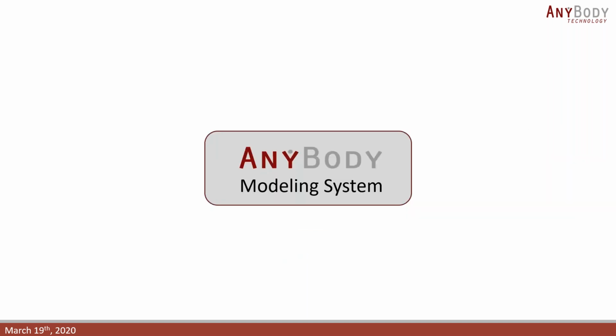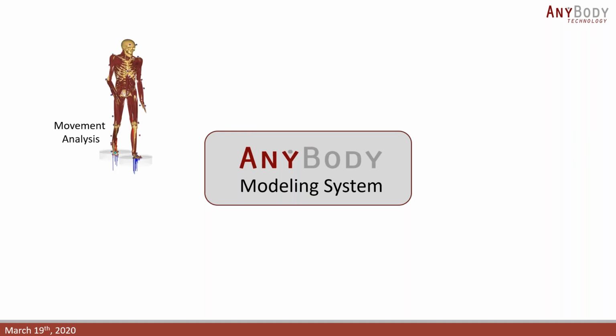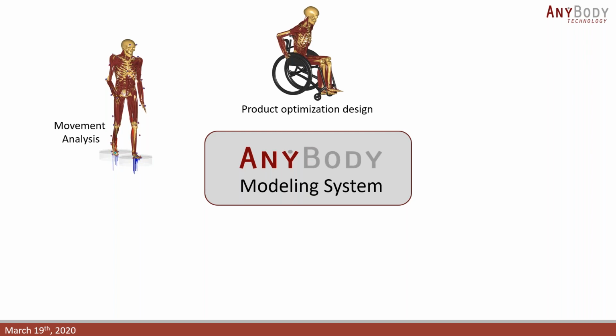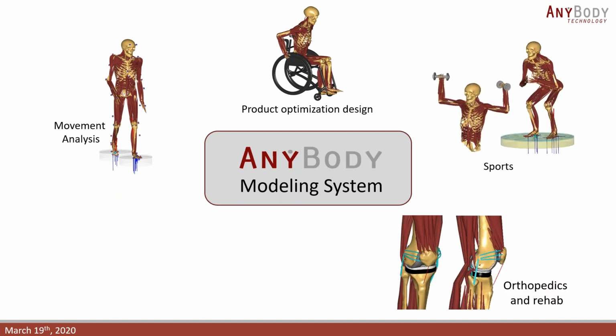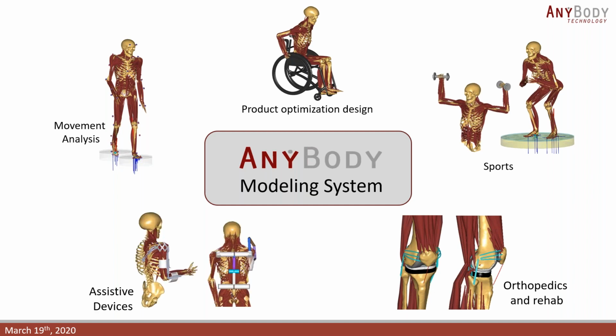Right now, the Anybody modeling system has been used in a wide variety of areas and applications. A few examples of this are movement analysis, product optimization and design. It could be in the field of sports, orthopedics, or rehabilitation in general. And it can be used to optimize or design assistive devices.